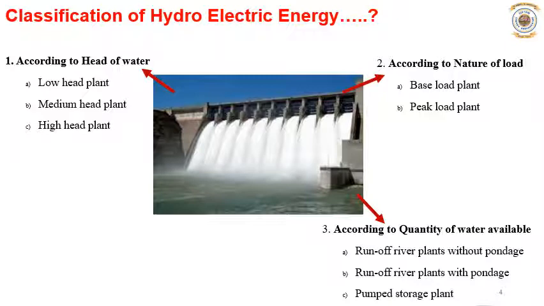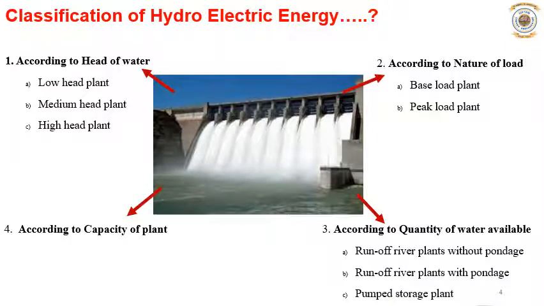Sometimes a small reservoir or pond is built which can store water for a few hours and then supply it to the plant. When the river flow exceeds the amount required by the plant, the water will flow off. Such a scheme is called a run-off river plant with pondage. Then pumped storage, we will discuss in detail in later sessions.